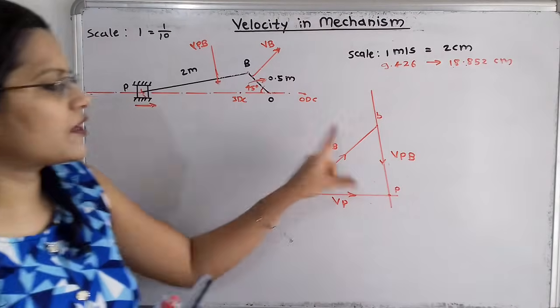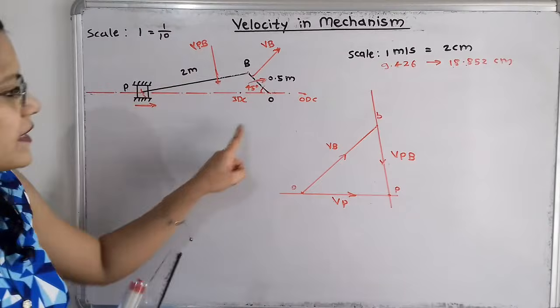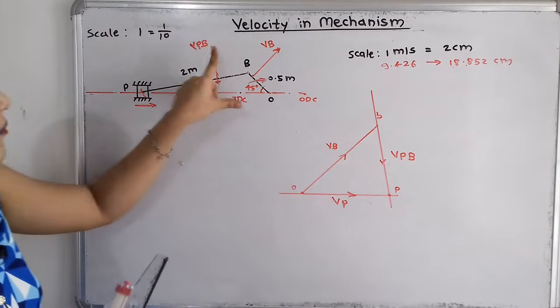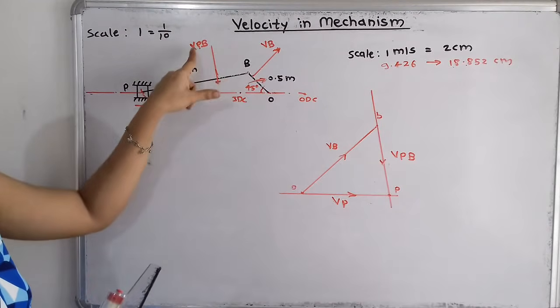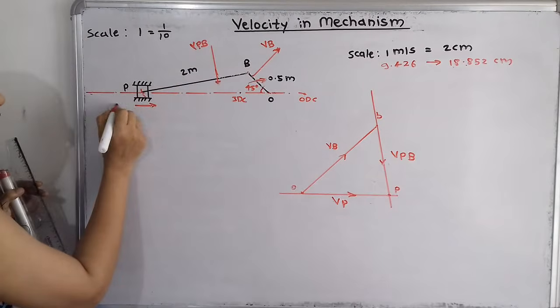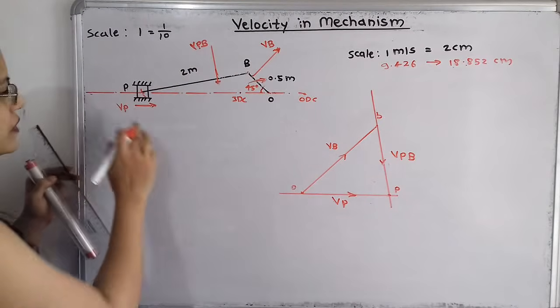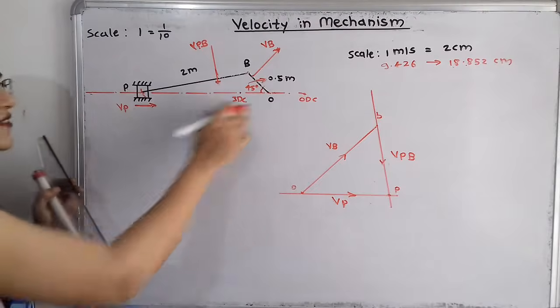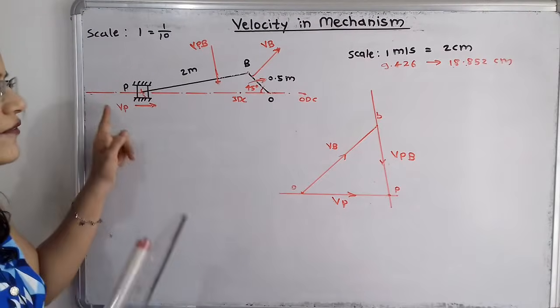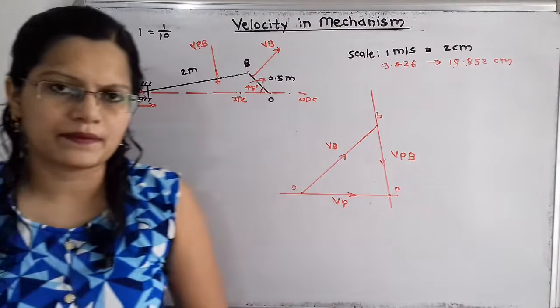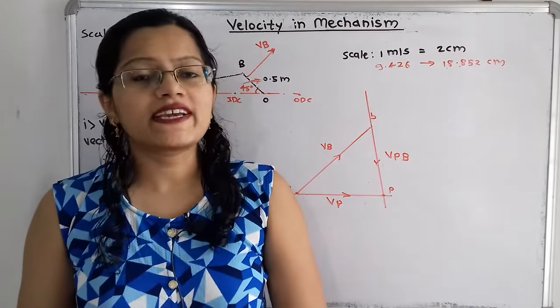So in this way, this velocity diagram is getting completed, and from this diagram we have drawn here the velocity, that is VPB, and here I will say VP. So we can also say VPO, but point O is fixed, so we can say here the velocity of piston as VP. Now we will move to the calculation part.